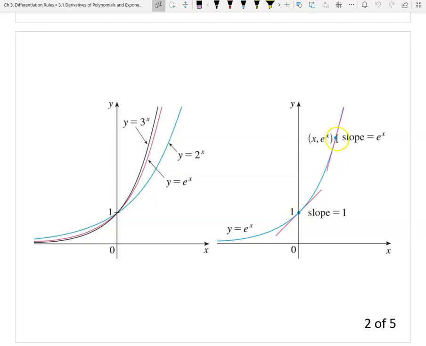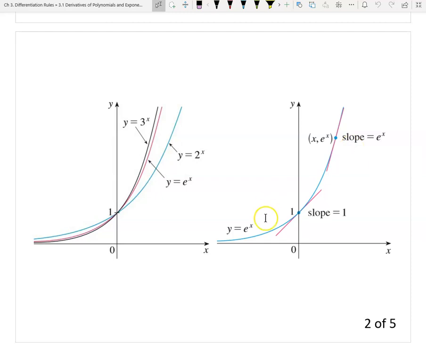Can we look at it? We take any point and find the slope. Do you know what the slope is? The slope is e raised to the x power. The slope just equals itself. And when the point goes up, which means y goes up, then the slope goes up. Can you see this? This is the most important property of the natural exponential function.